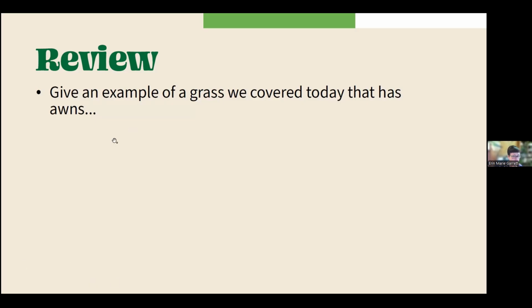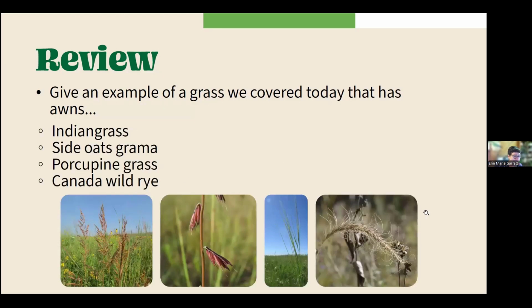Let's see, and lots of great examples in there. Lots of people are saying porcupine grass. Yes, that one's easy for sure. So just a few: Indian grass, sideoats grama, porcupine, Canada wild rye. There are others I see in here. Yes, the big blue had awns too. Just picked a few and put those up.